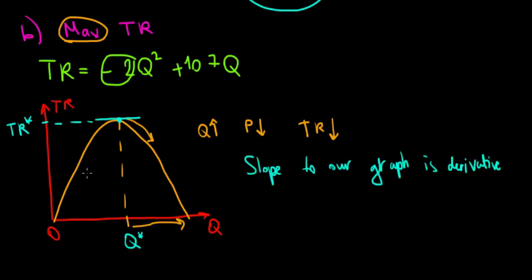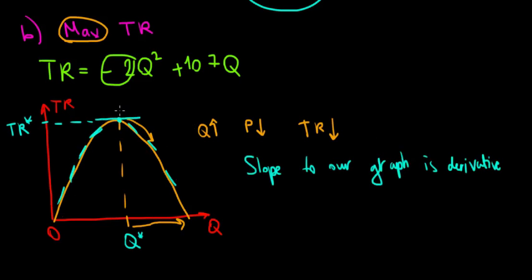Now, what is this slope? This is the rate of change. This is a slope. All of these lines are slopes. In these cases, the slope is going up. It flattens and then it starts going down. And the slope shows us the rate of change between total revenue and quantity. So how does total revenue change when quantity changes?